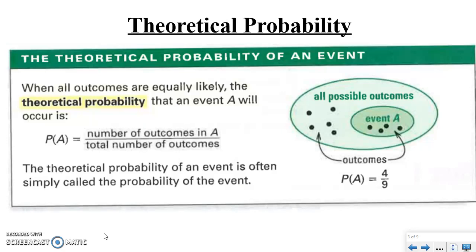Theoretical probability is when all outcomes are equally likely, and we can calculate the probability by taking the number of favorable outcomes and dividing by the total number of outcomes. It's often simply called the probability of the event.